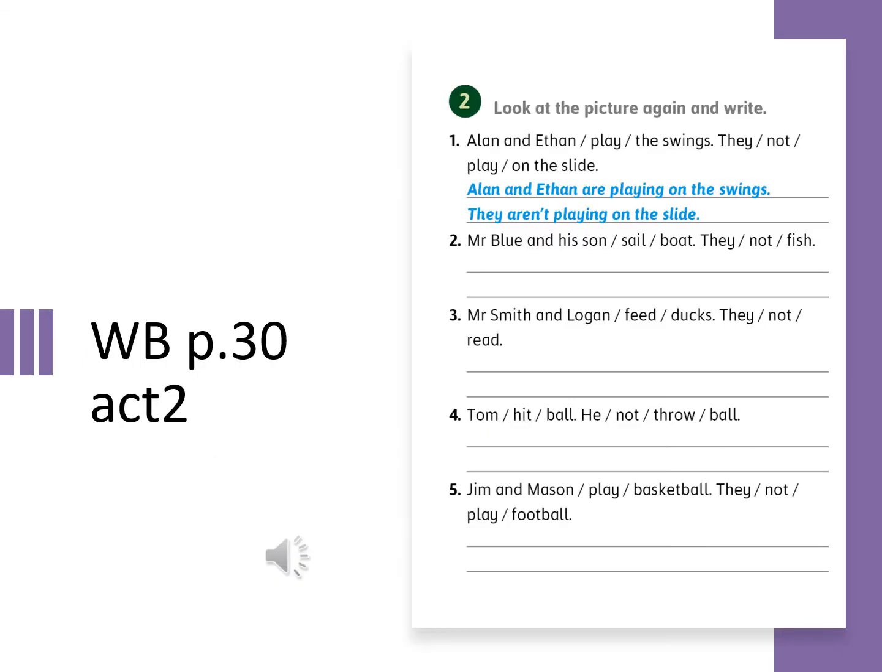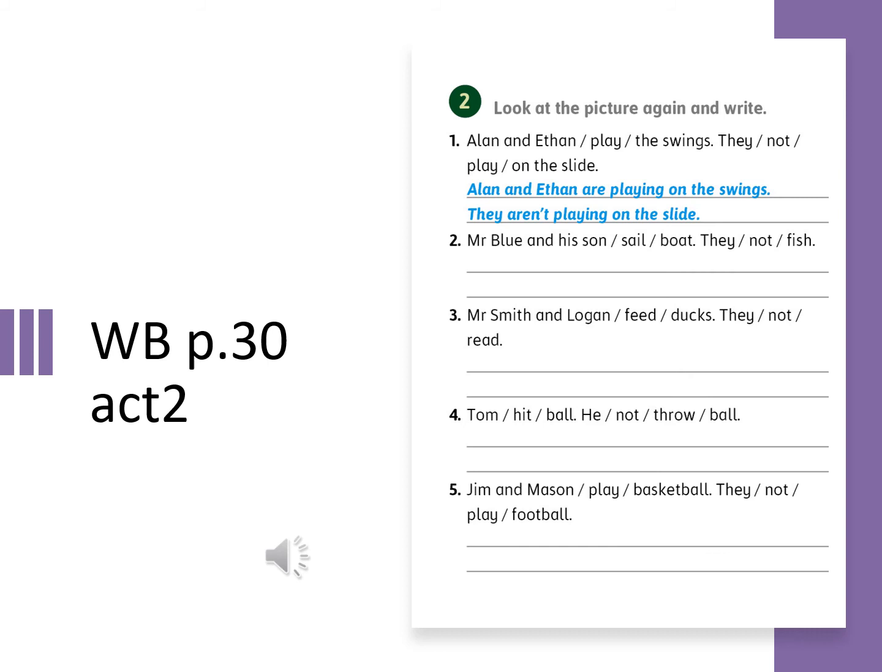Now, my lovely students, open your workbook, page 30, activity 2. Look at the picture again and write. Alan and Ethan play the swings. They not play on the slide. Alan and Ethan are playing on the swings.